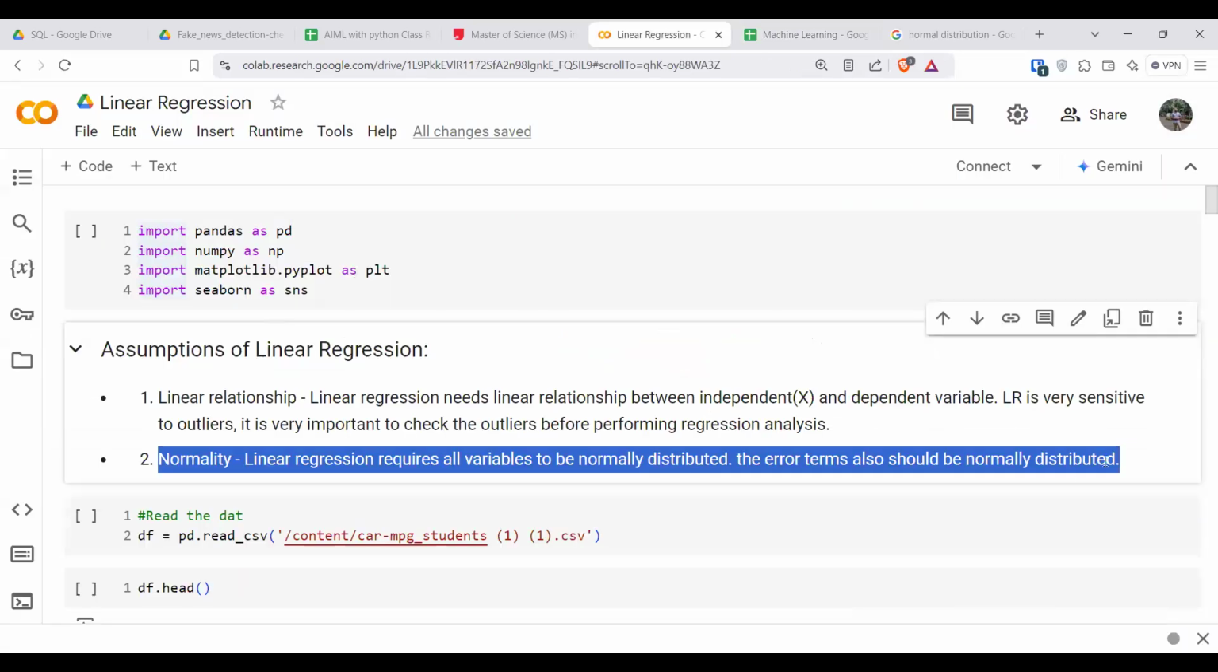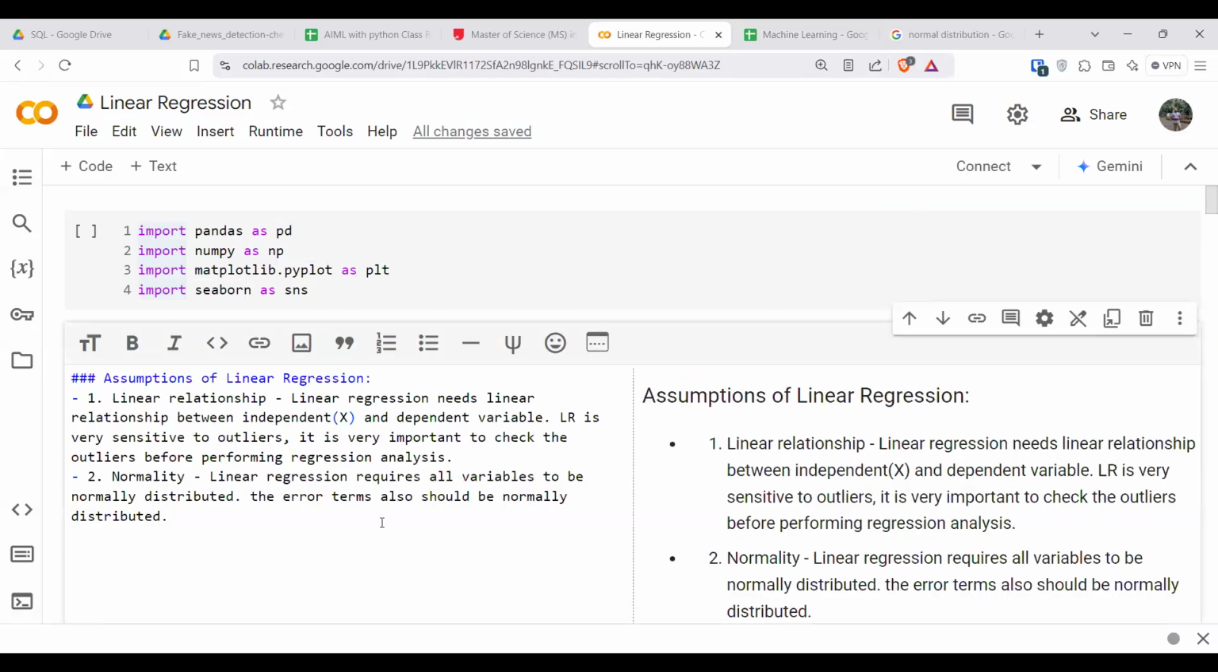Now, the third assumption is related to multicollinearity that we have not discussed yet. We are going to discuss that in today's session. But let us write down this point. So there should be very little or no multicollinearity in the data.